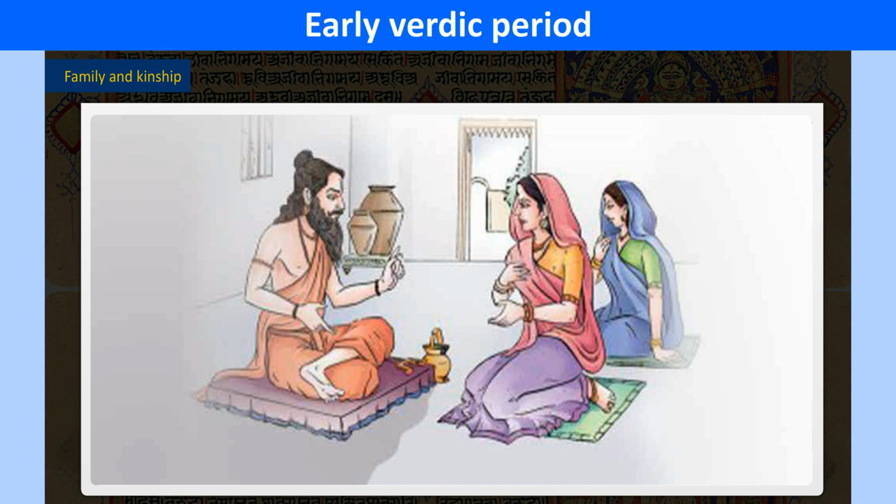Indus Valley Civilization. The Indus Valley Civilization was a river valley civilization that flourished in the region drained by the river Indus and its tributaries. It was also one of the world's most advanced ancient civilizations.